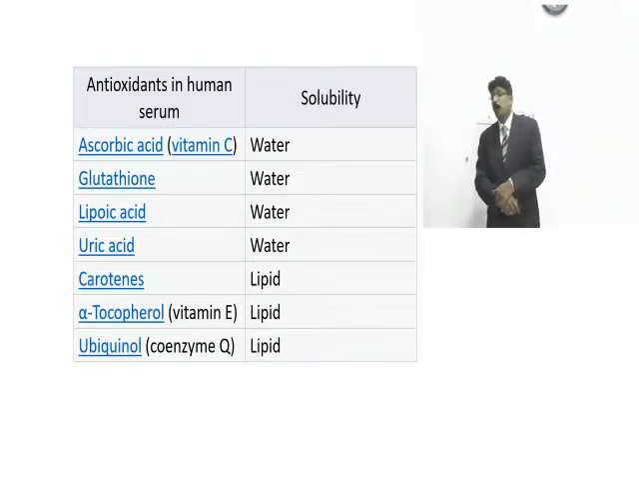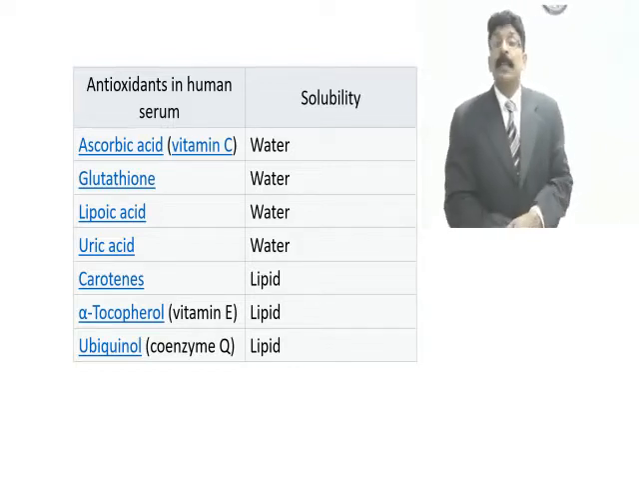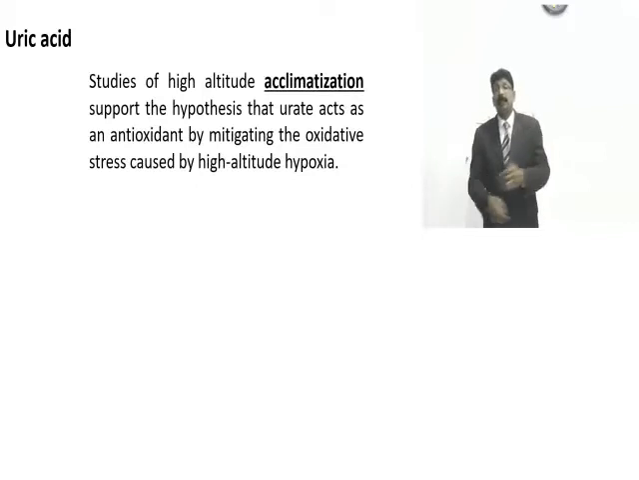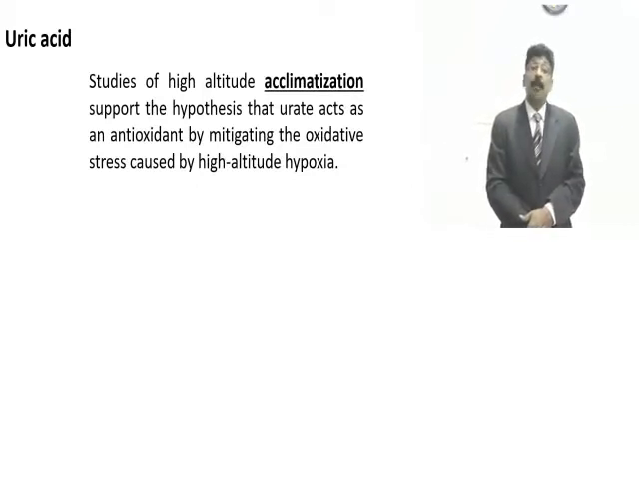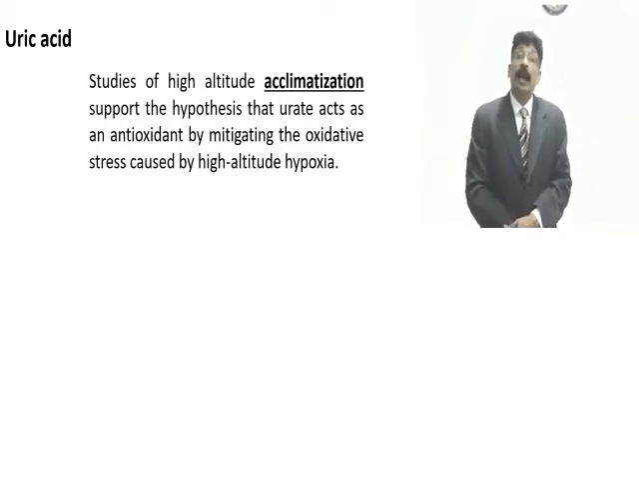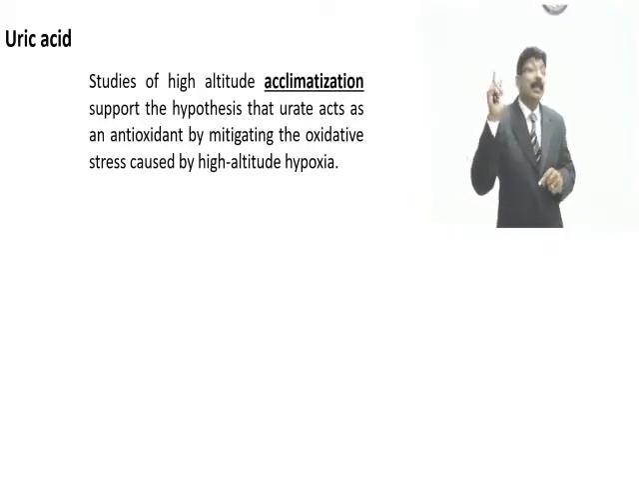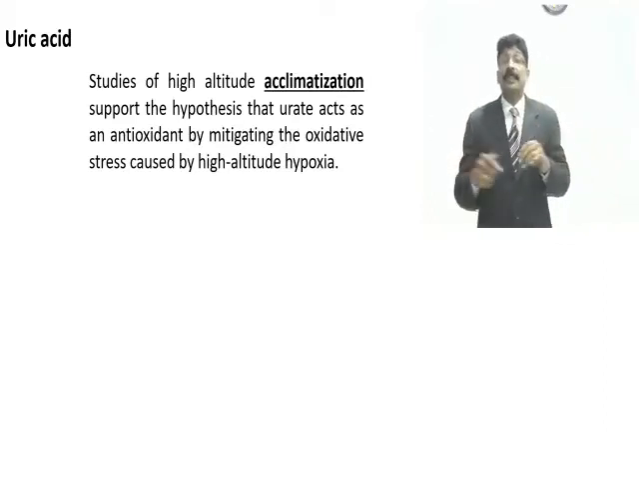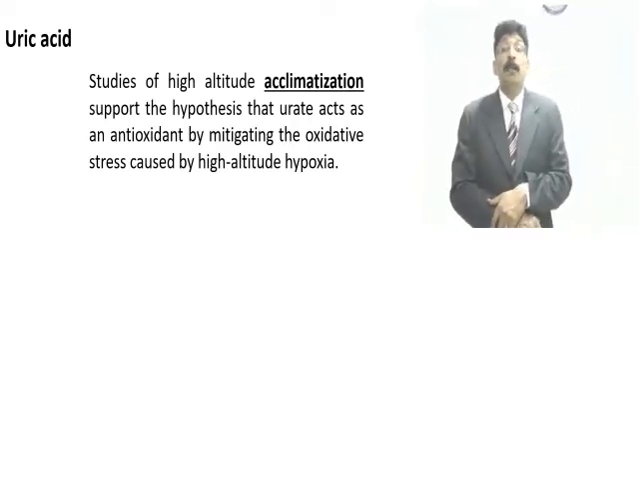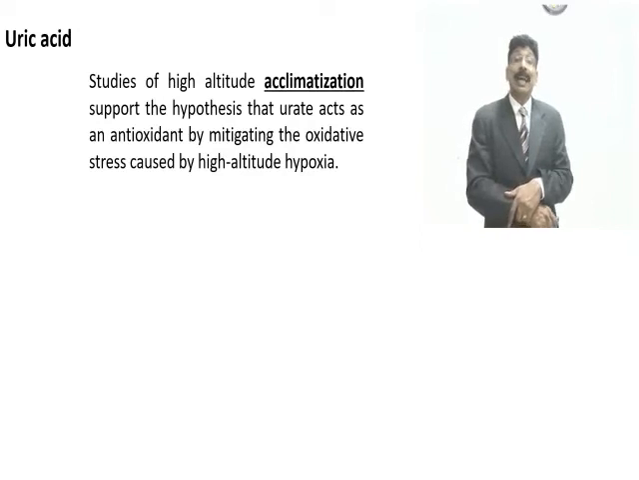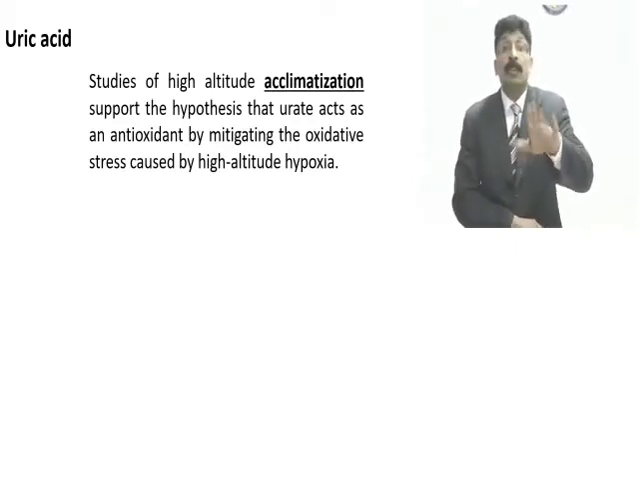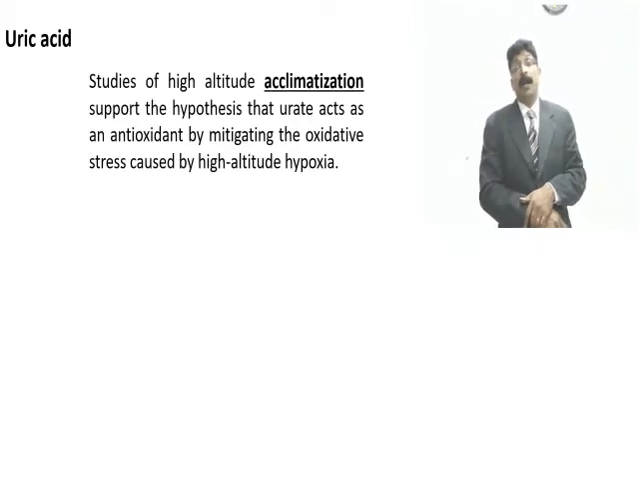So that's why we are giving antioxidants externally, which are present more in fruits and plant sources. This is interesting, and uric acid, you know, many studies are going on in uric acid. Studies of high altitude: when you go to high altitude, acclimatization means a change in climatic conditions, which causes breathing difficulty. There is a hypothesis that urate acts as an antioxidant by mitigating, reducing, suppressing the oxidative stress caused by high altitude hypoxia.